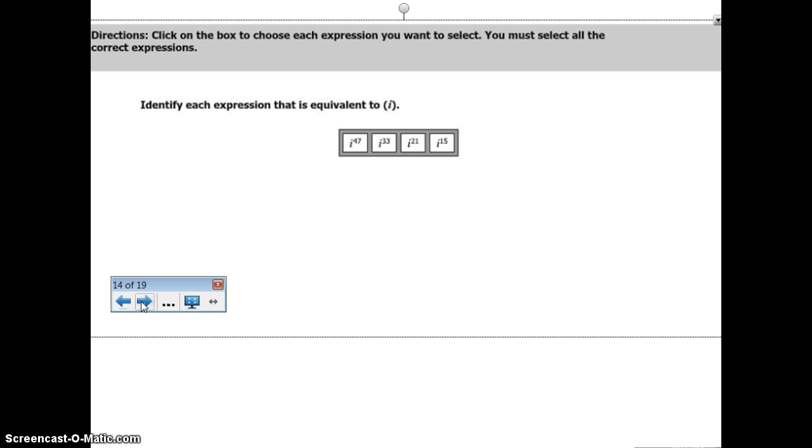We'll come back to that. Okay, here we have the directions: click on the box to choose each expression you want to select. You must select all the correct expressions. So that indicates that there's probably going to be more than one right answer. Okay, so we want to identify each expression that is equivalent to i. So I'm going to show you how you can do this on your calculator again. As you see, you have i to the 47th, i to the 33rd, i to the 21st, and i to the 15th. Some of those are equivalent to i, some of them aren't. We're going to choose the ones that are equivalent to i.